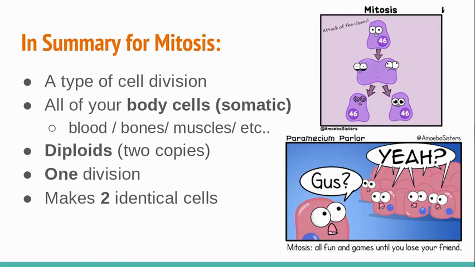The cells that are made from mitosis are diploids, meaning that they have two copies of chromosomes. So all of our cells have one copy from mom and one copy from dad that make us who we are. Mitosis also only has one division. We take one cell, we split it in half, essentially. So just once, we have one division. And then at the end of it all, we have two identical cells. It's like we copied and pasted. So they're the exact same. So this is the summary for mitosis. If you have this down, you have quite a bit of information down, and you're good.